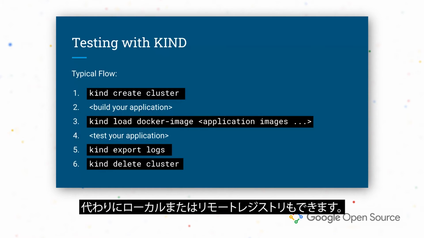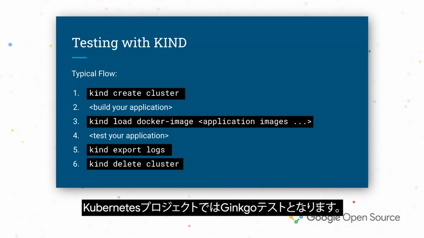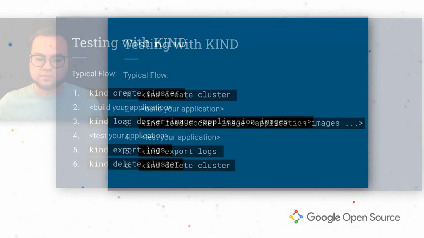Alternatively, you can push to a local or a remote registry, and that will work fine as well. We have some more docs about how you can integrate a local registry. But most people are going to use the loading. Loading has some other nice properties, like you don't need to rename your images to go to the special testing registry or something like that. You can use your production image tags because it's never going to be pushed, just load directly. Then you run your usual end-to-end application tests, whatever those may be. So in the Kubernetes project, those will be Ginkgo tests.